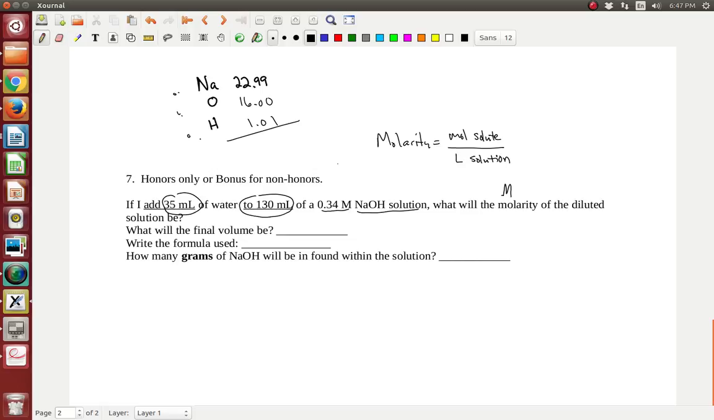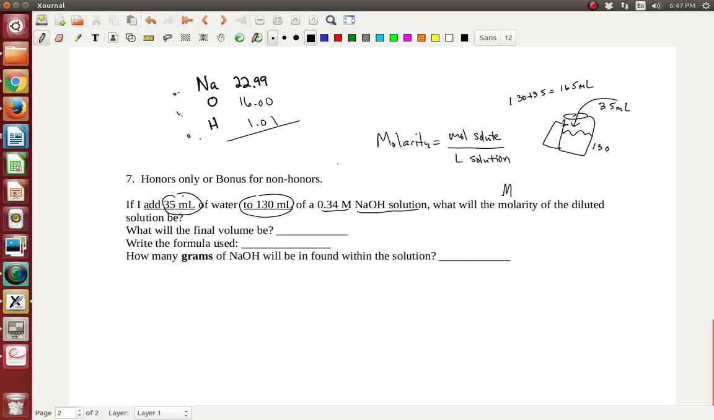Okay, so the first thing I asked is, what will the final volume be? Well, I start off with this volume of 130 milliliters right here, and then I'm going to add 35 more to it. So I put 35 milliliters into the container. What will the final volume be when I add it all up? It's going to be 130 plus 35, or 165 milliliters.